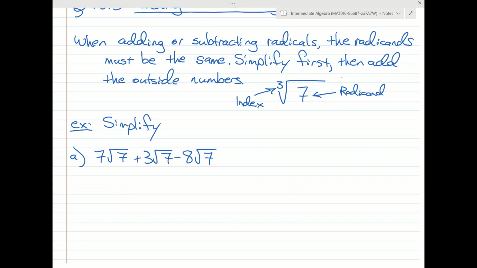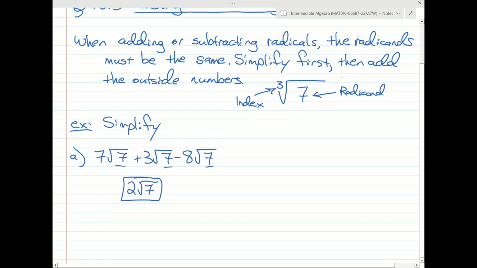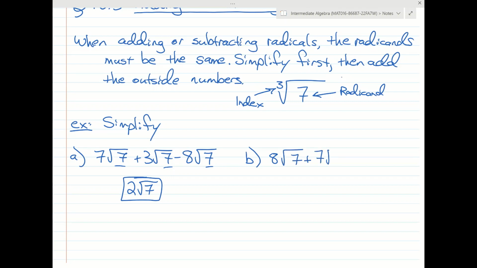Now, the radicands are the same, so we add the outside number. 7 plus 3 is 10, minus 8 is 2√7. It's like saying you have 7 √7s plus 3 √7s minus 8 √7s. How many √7s are there? There's 2 of them. Or if you had 8√7 plus 7√7 plus √3, you have 15 √7s, but there's nothing else to combine with the √3, so we just leave it alone. By the way, when I say root, that also means square root. So that's how you do those two.